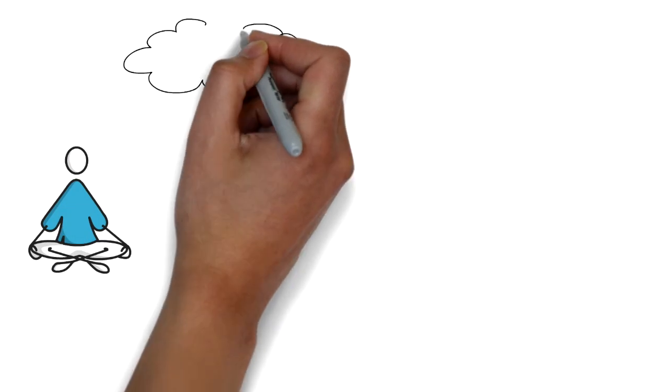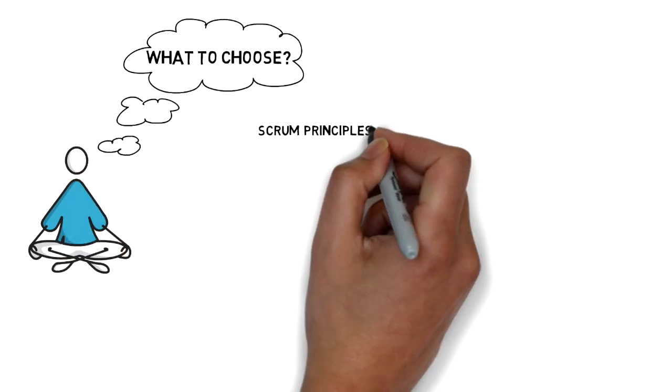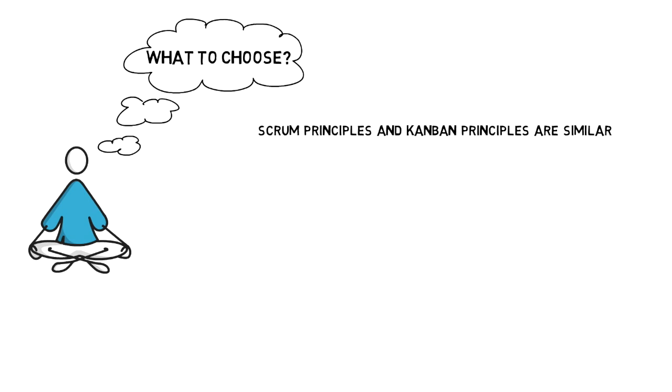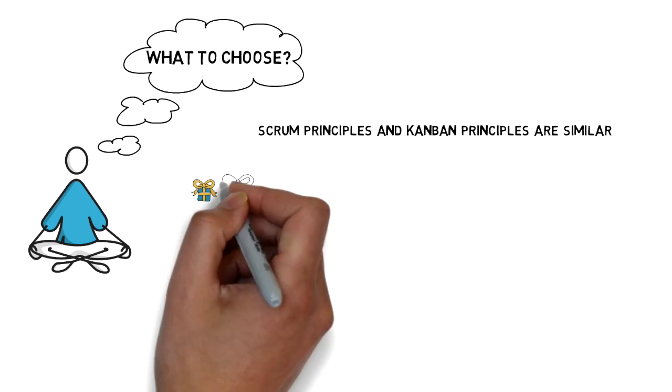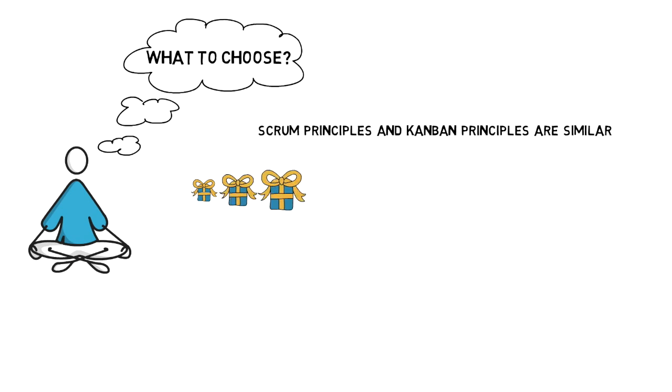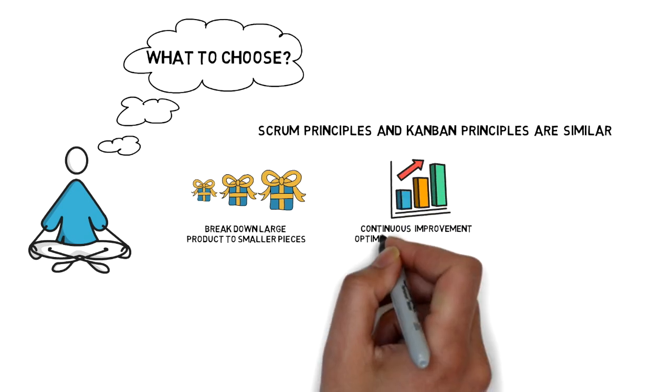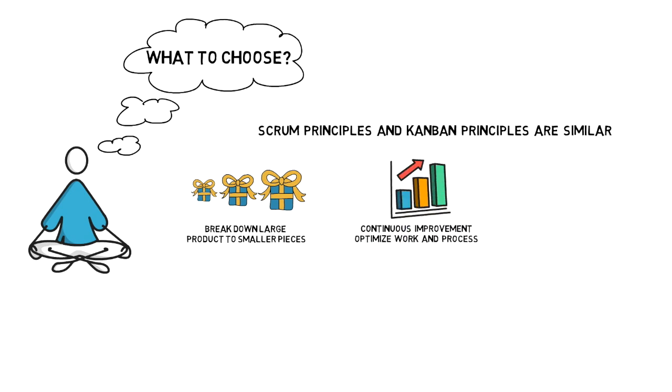While it is easy to point out the differences between Scrum practices and Kanban practices, their principles are largely the same. Both frameworks will help you build better products. Both Scrum and Kanban work by breaking down large and complex tasks into smaller ones to be completed efficiently. They place a high value on continuous improvement, optimization of the work and the process, and both share the focus on transparency and making the work visible that keeps all team members aligned.